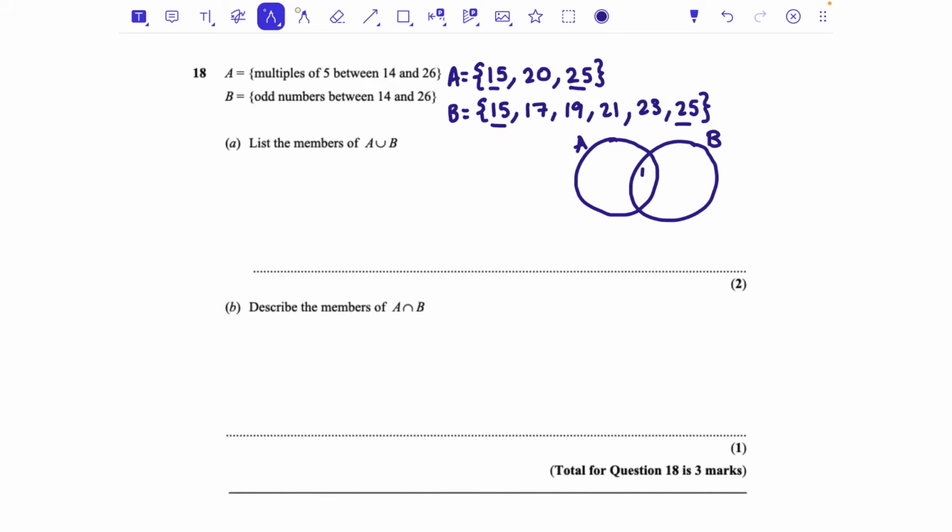So we could put those numbers in the intersection, which is the middle bit. I'd have 20 left out here, and that makes my A circle complete. And I'd have 17, 19, 21 and 23 left in B, and that would make that circle complete. And then you can be asked two things.